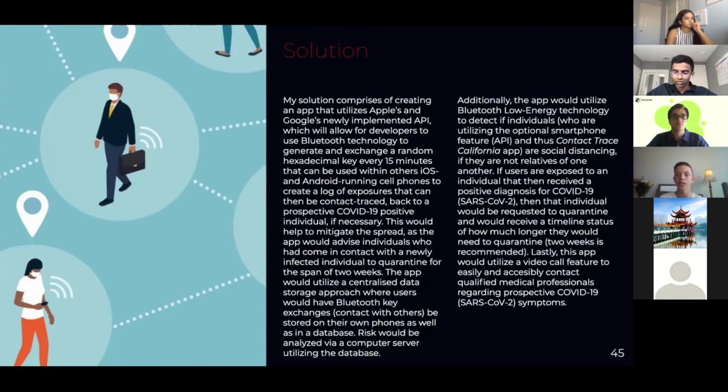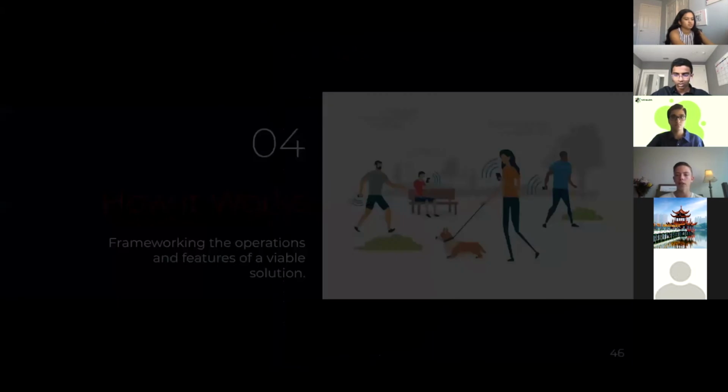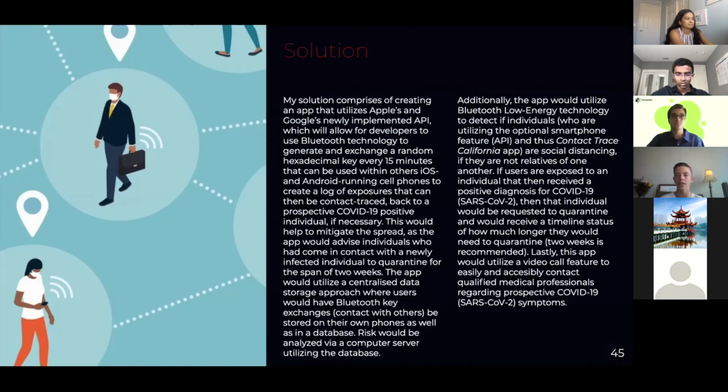Additionally, the app would utilize Bluetooth low energy technology to detect if individuals are both utilizing the optional smartphone feature, which is the API, and thus the Contact Trace California app, and it will detect if people are social distancing and if they are not relatives of one another. If users are exposed to an individual that then receives a positive COVID-19 diagnosis, then that individual would be requested to quarantine and would receive a timeline status of how much longer they would need to quarantine. 2 weeks is recommended. Lastly, this app would utilize a video call feature to easily and accessibly contact qualified medical professionals regarding prospective COVID-19 symptoms.